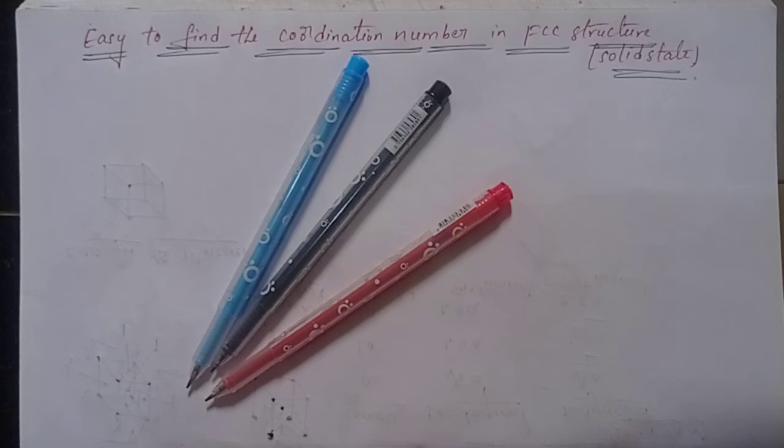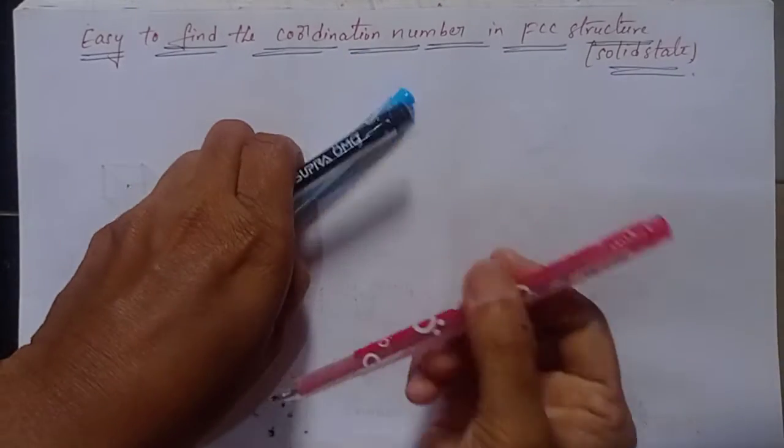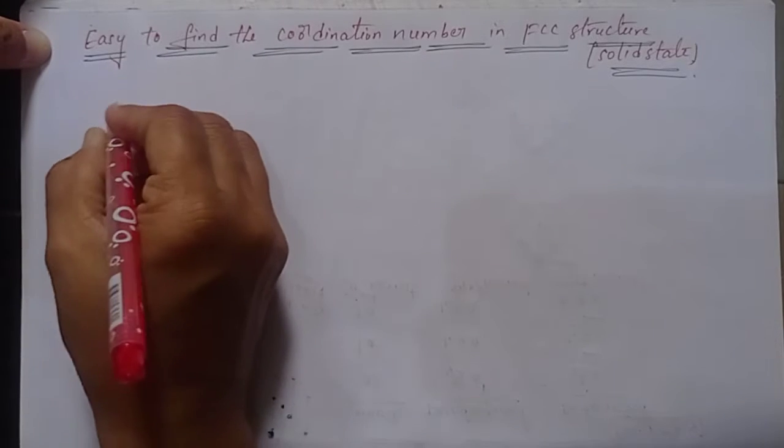Today I am going to discuss the coordination number and how to find it in an FCC structure. In the previous classes I discussed the coordination number in a simple cubic structure and in a BCC structure. Now I am going to discuss the FCC structure, students. So first of all, I am taking the cubic unit cell.